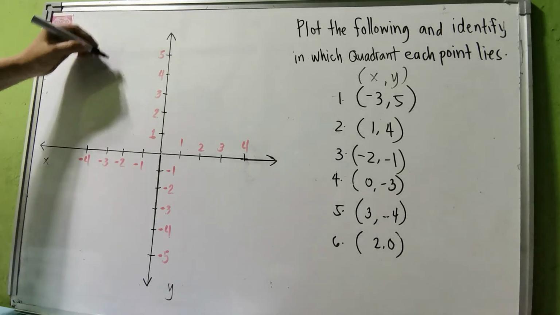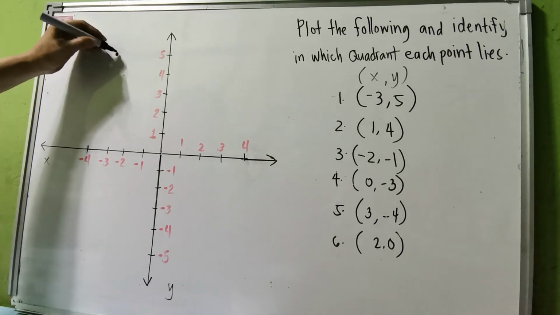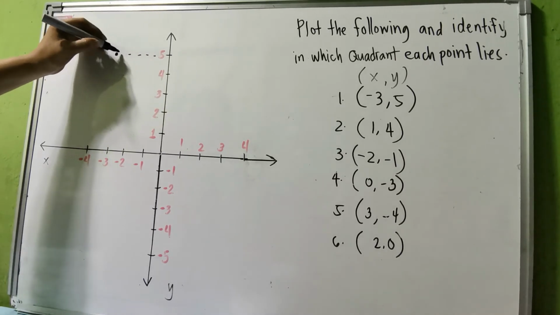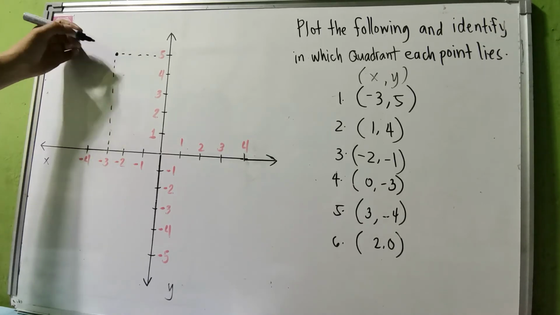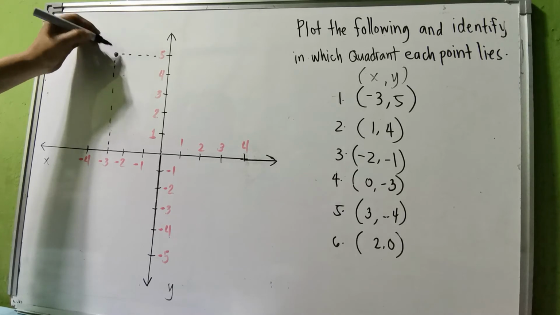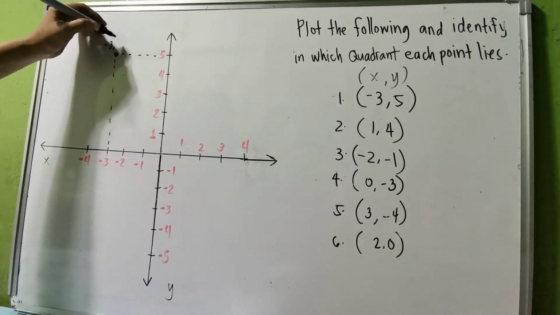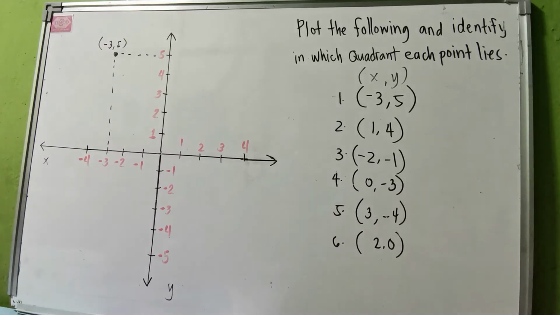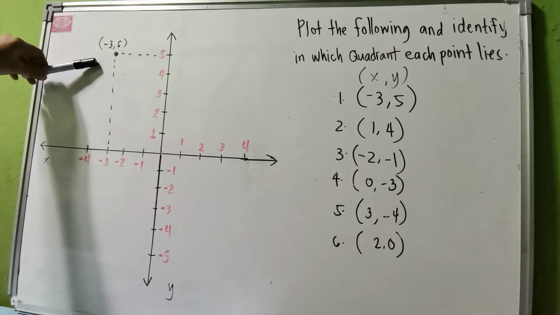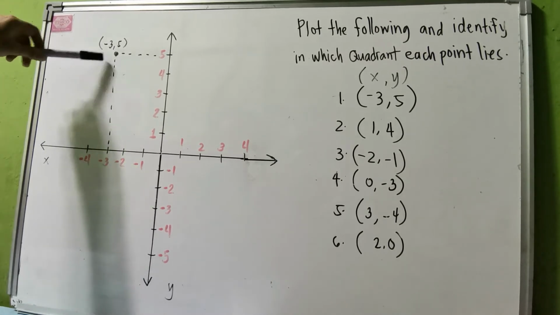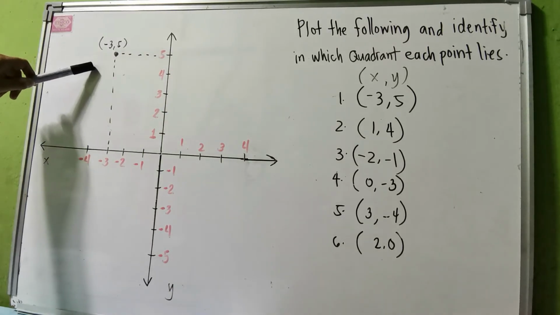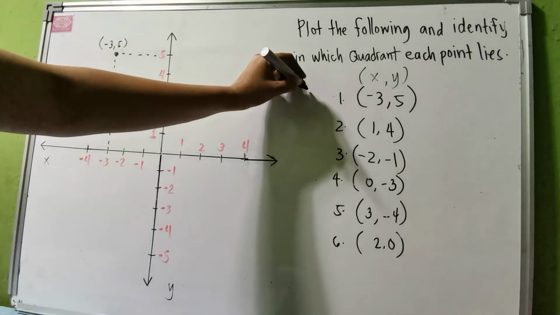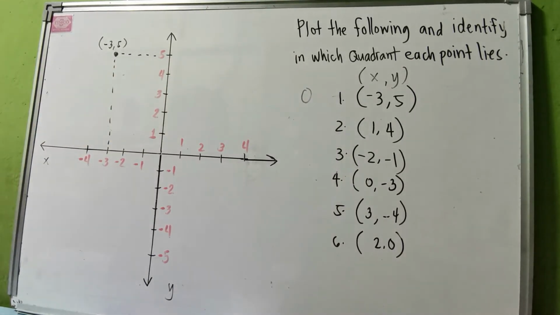Ito yung kanilang point of intersection. So, pwede kayo maglagay ng broken line para makita nyo kung magkatapat talaga. So, ibig sabihin, ito yung ating coordinates na (-3, 5). Okay, so in which quadrant this point lie? So sa ating parts of Cartesian Coordinate Plane, this is our quadrant 2. So ibig sabihin, ang ating number 1 ay nasa quadrant 2. So lagyan na natin, siya ay nasa quadrant 2.